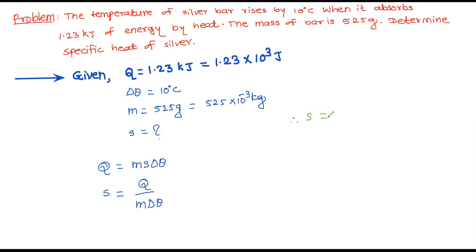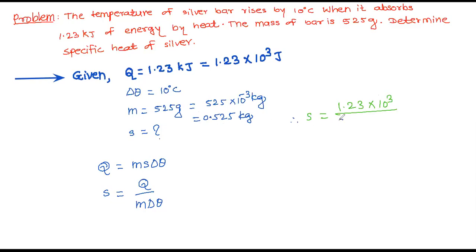So S is equal to the Q value, 1.23 into 10 to the power 3, divided by this one. Can I shift this decimal directly here? So I can write 0.525 also. Yes or not? Can I write like this? 0.525, because of the minus 3, directly we will get the lesser value.